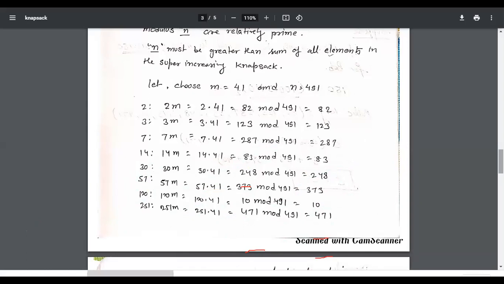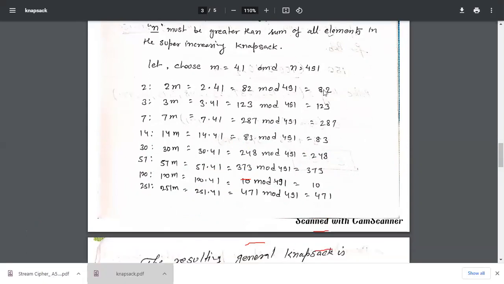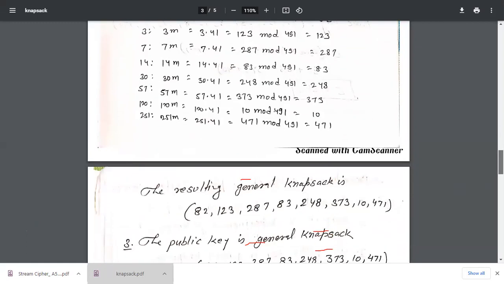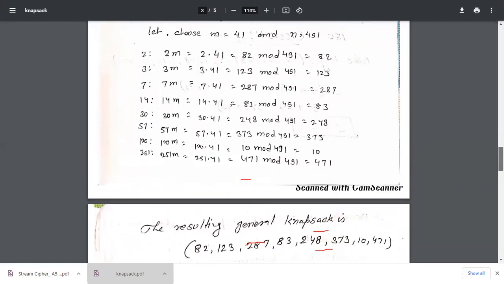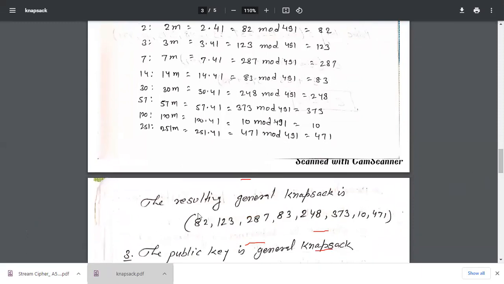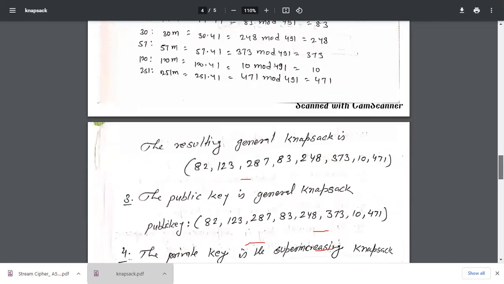So the values we have received are 82, 183, 287, 83, 248, 70, 373, 10, 470. This we will write in a set, and that resultant is called the general knapsack. Here we have written 82, 123, 287, 83, 248, 373, 10, 470. So what was our second step? To convert the super increasing knapsack into a general knapsack. So this resultant is called the general knapsack. Hope you are getting it.